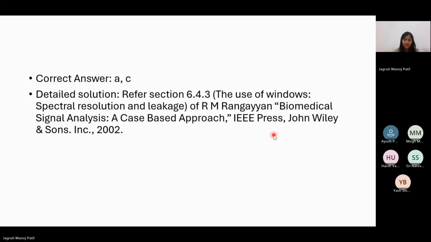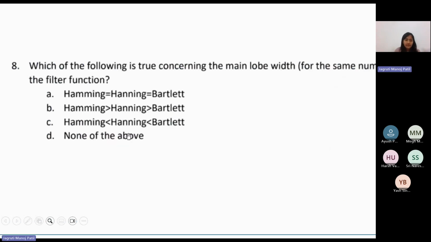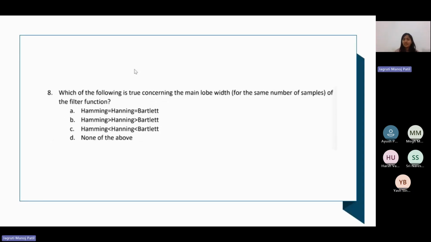Which of the following is true concerning the main lobe for the same number of samples? For a filter function, I hope the slide is visible. For Hamming and Hanning it's the same. In the lecture slides, there was a Fourier transform function for Hamming and Hanning. Is it A? Yes, it's A. But if I add a rectangular function in there, what will happen? Rectangular will be the highest.